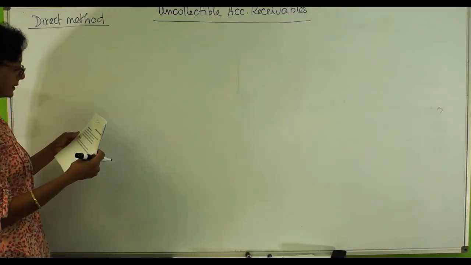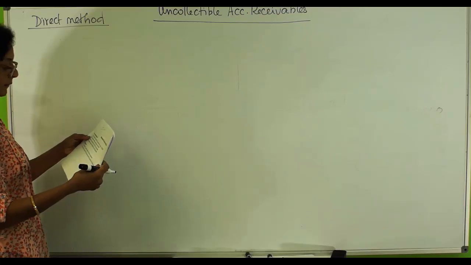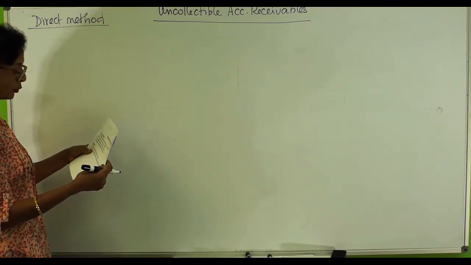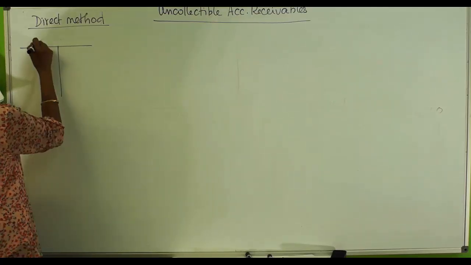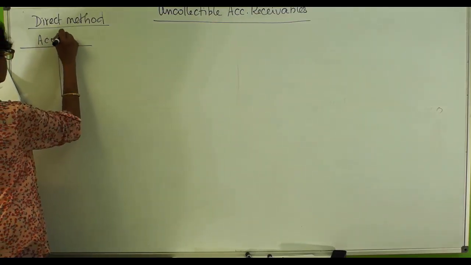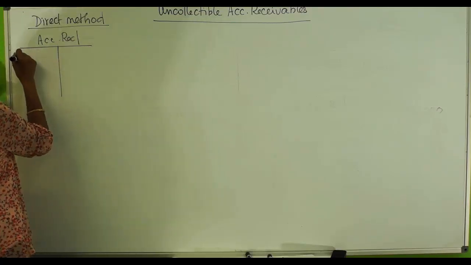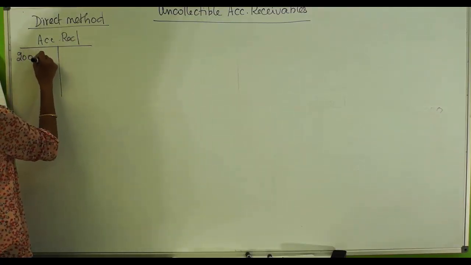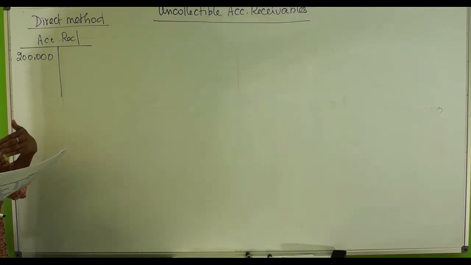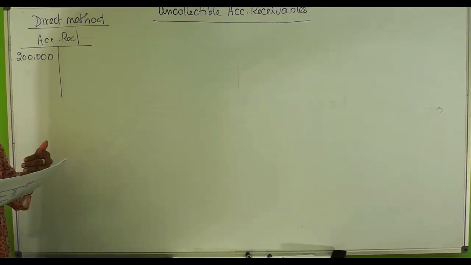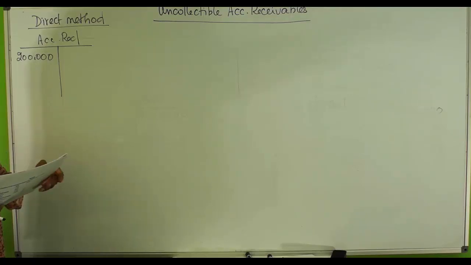So here it says the beginning balance of the accounts receivable is $200,000. So here you have accounts receivable $200,000. If you look at the problem, there's no information given about the allowance because this is a direct method. Now the company made credit sales of $440,000.